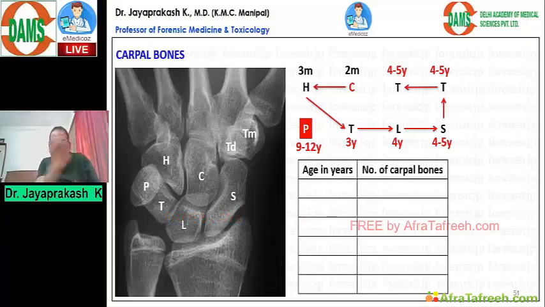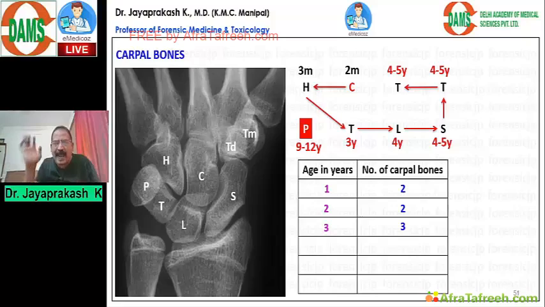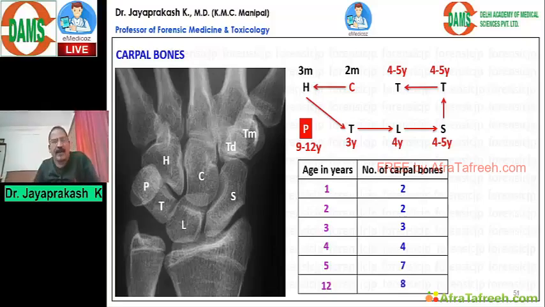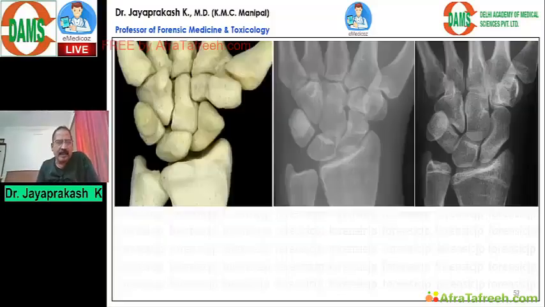Now, a 1-year-old child will have how many carpal bones? 2 months and 3 months, that means 2 bones. A 2-year-old child will have how many bones? Same. A 3-year-old child will have 3, since tri means 3 years. At 4 years, the lunate comes, then 4. Then at 5 years another 3 bones will come, so totally 7 bones will be there. And finally, a 12-year-old child will have 8 carpal bones.